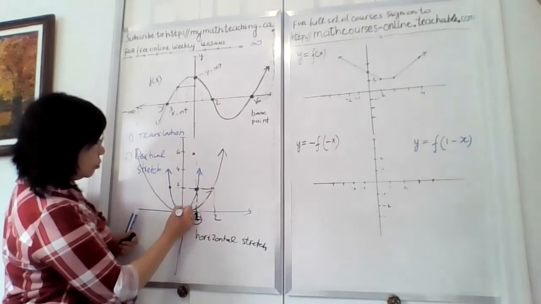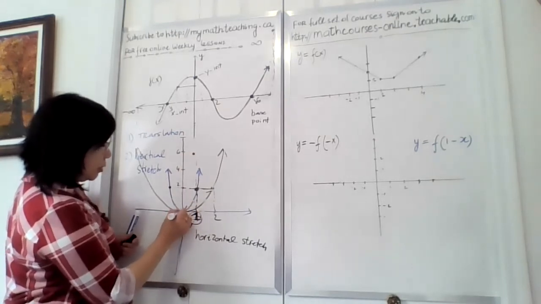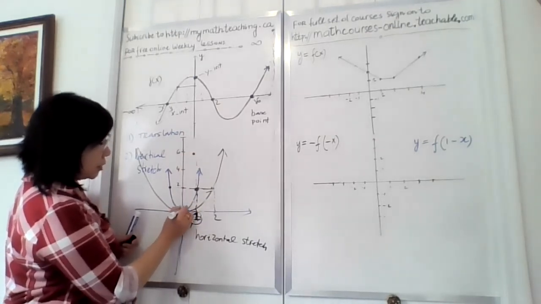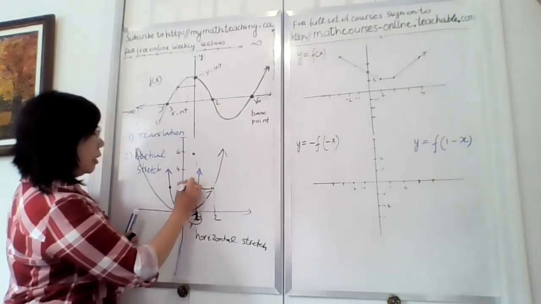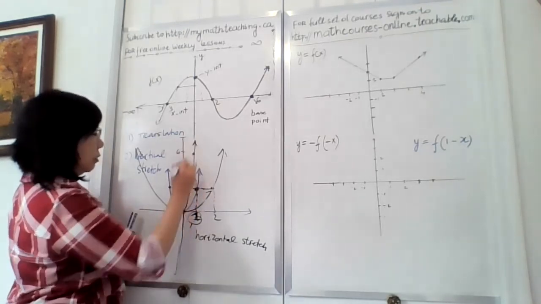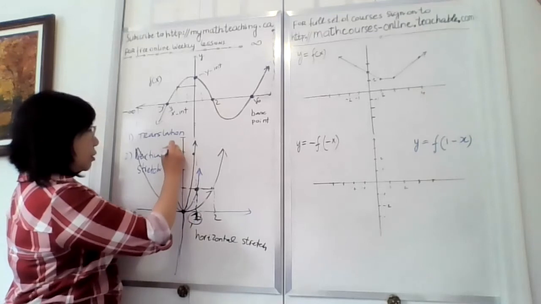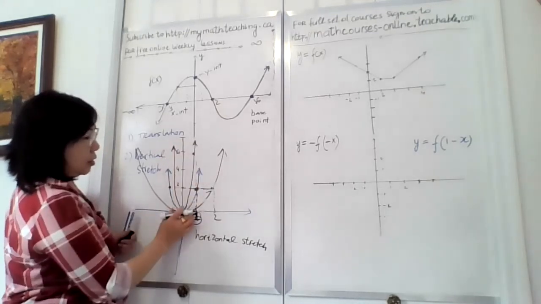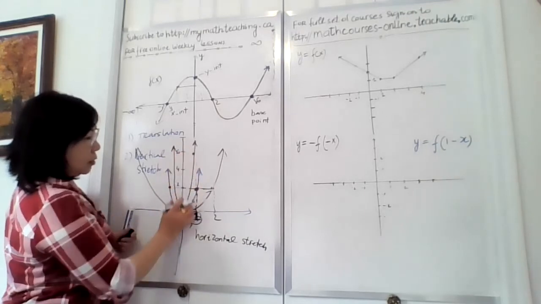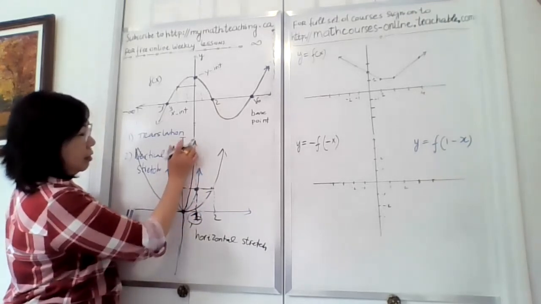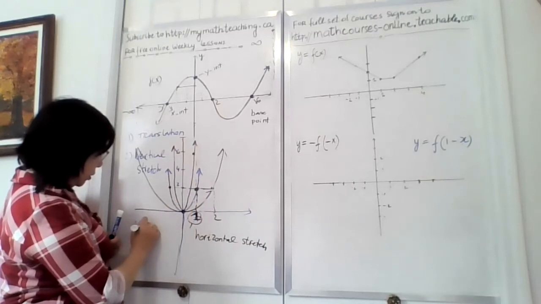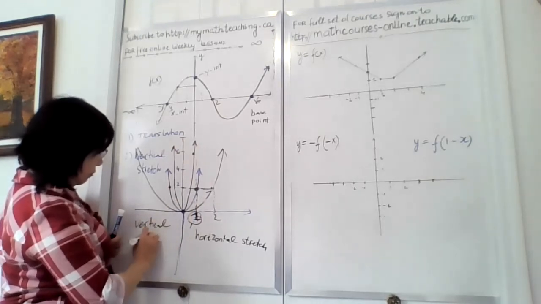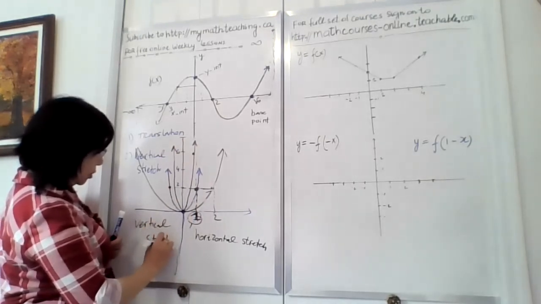So now I'm going to create a new graph because at the 0 point, x and y are always the same, right? So now let's look at the graph, how it looks. So it's skinnier when I stretch the y, right? Obviously, when I stretch the y, the graph looks skinnier. So this I call a vertical stretch.